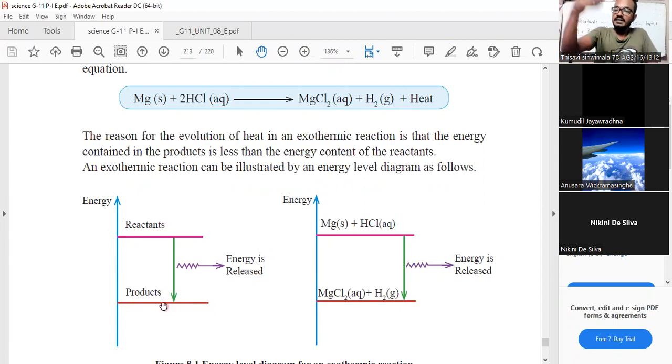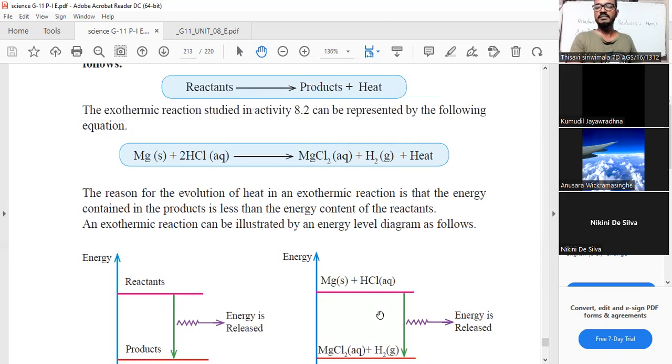It happens because heat energy is released to the environment. That is the common diagram for exothermic reactions. Now, for this particular reaction, there's another diagram given, the right-hand one, this one.